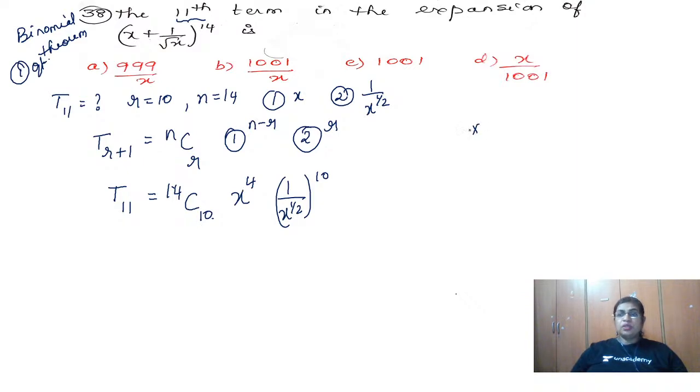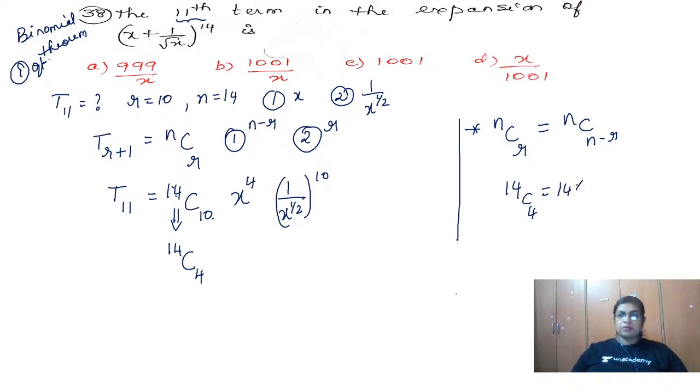Now, we know the concept. See, 14C10 will take me a long time to reach this answer. So, we also know that NCR is always equal to NC(N minus R). So, whenever I get big binomial coefficients, use this and reduce it. So, 14C10 is also equal to 14C(14 minus 10). How much is 14 minus 10? It is 4. And I will find the value here of 14C4.